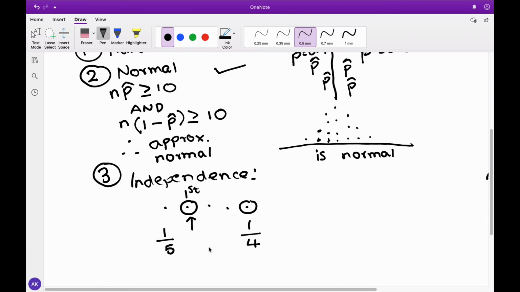randomly conducted. So what we call this in statistics is independence, meaning that the probability of one guy getting the survey is not affected by the probability that the other guy, or if the other guy got the survey.